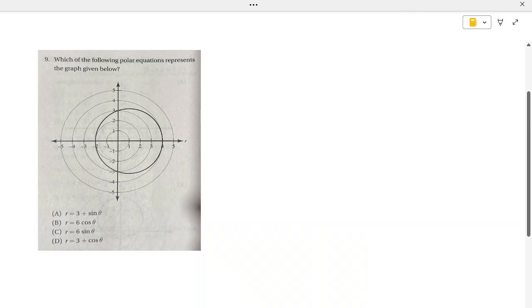Today I'm doing a problem from Unit 3 from Barron's AP Precalculus Review Guidebook. And you might notice that things look a bit different.